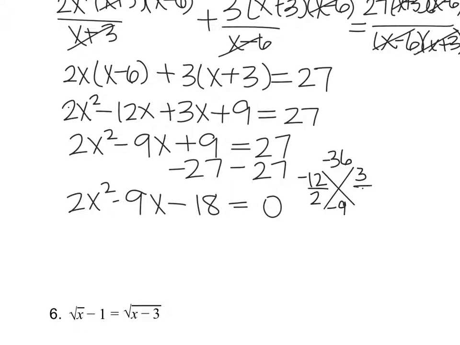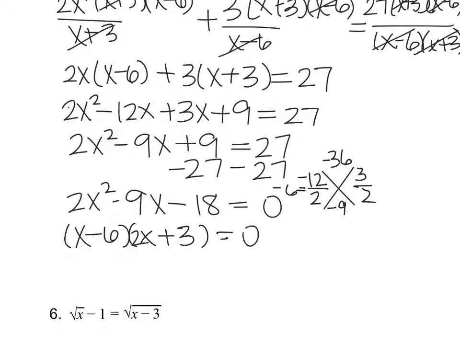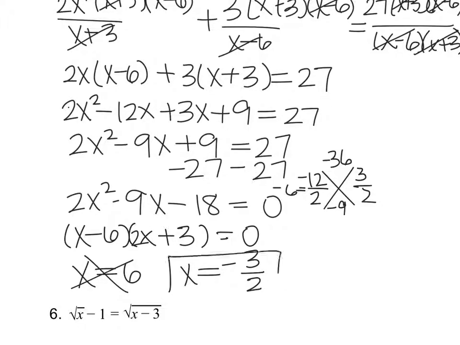Divide both by our leading coefficient of 2, and negative 12 over 2 is negative 6. So it's going to factor as x minus 6 times 2x plus 3, which means we have the solutions x equals 6 and x equals negative 3/2. Now we always have to check to see if either of these numbers are going to make our denominator 0, and x equals 6 will make 2 of our denominators 0, which means that it is an extraneous solution, and our only solution is x equals negative 3/2.